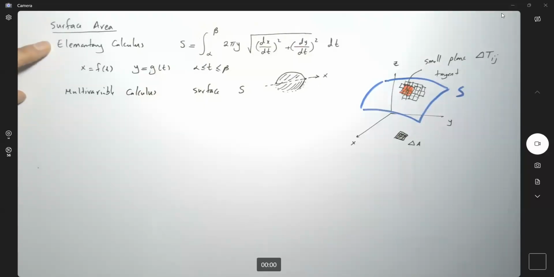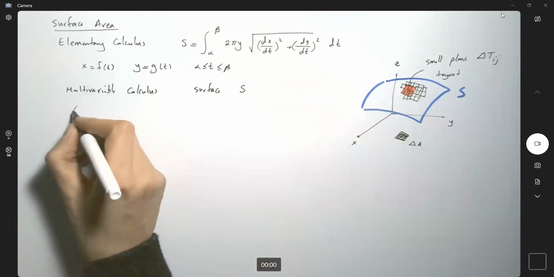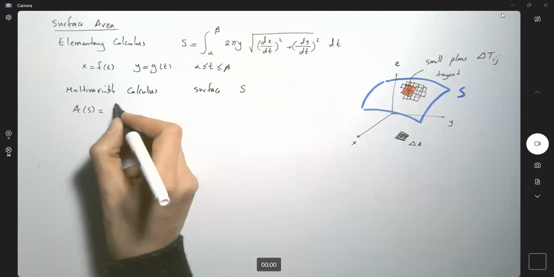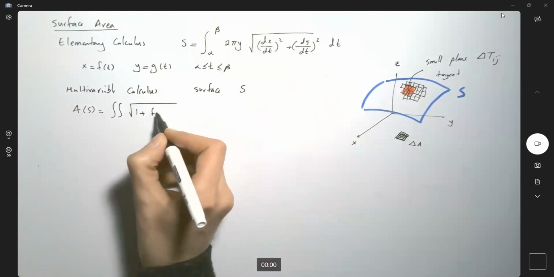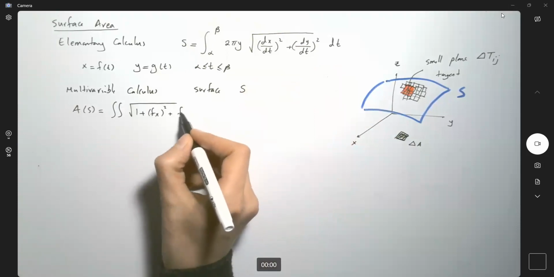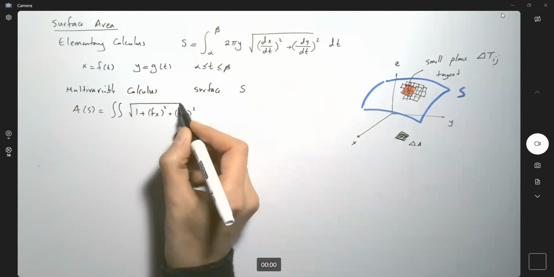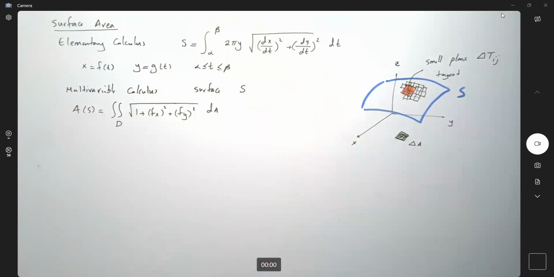Surface area in elementary calculus and surface area in multivariable calculus for a surface like S. A of S is equal to the double integral of the square root of 1 plus the partial derivative of f with respect to x to the second power plus the partial derivative of f with respect to y to the second power dA over region D. So let us take a look at a couple of examples.